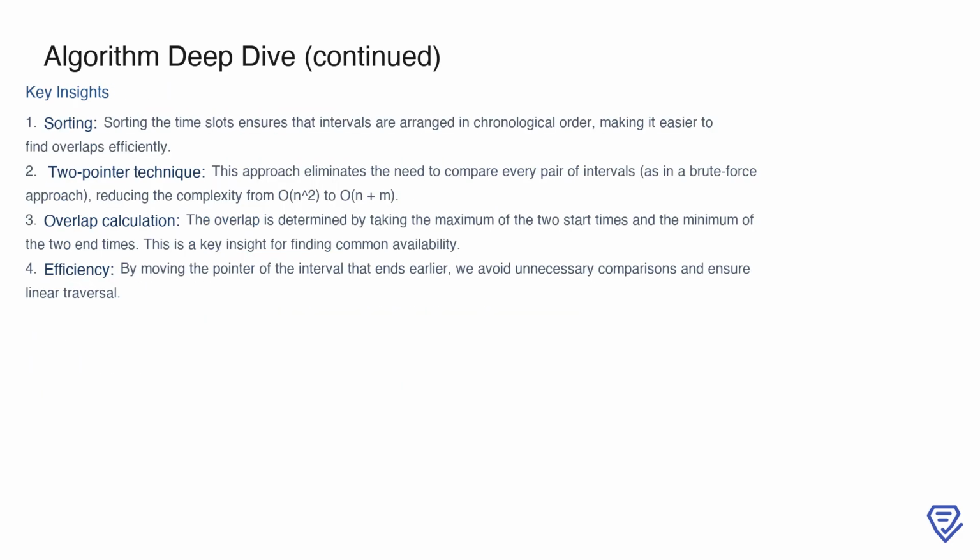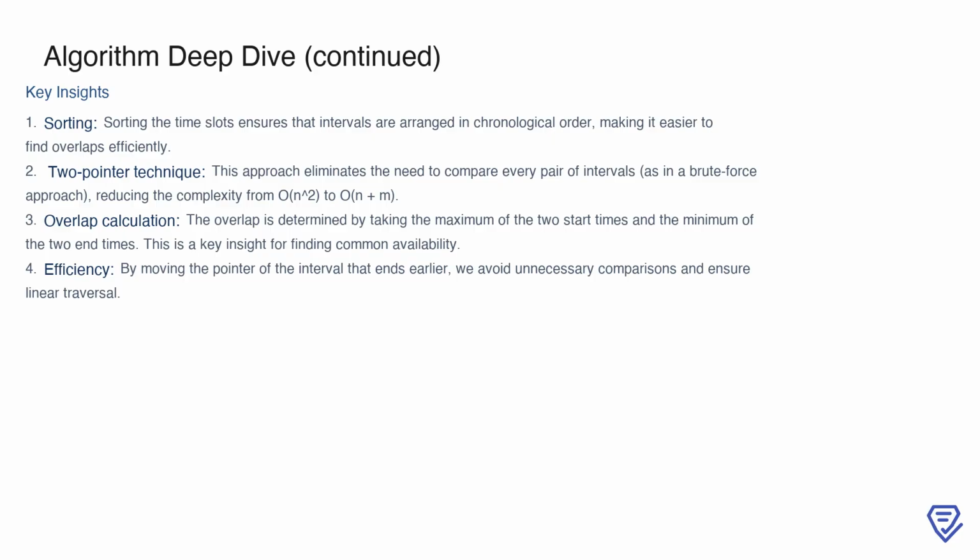There are several key insights that make this algorithm efficient. First, sorting the time slots ensures that intervals are ordered chronologically, which is essential for finding overlaps systematically. Second, the two-pointer technique is a critical optimization. Unlike a brute force approach that compares every pair of intervals, this method avoids unnecessary checks and reduces the complexity to linear traversal after sorting.